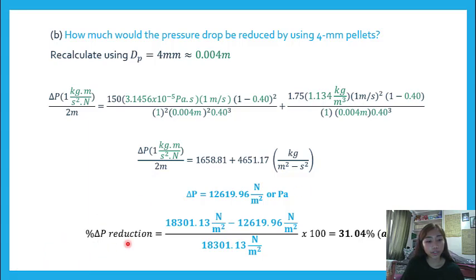So, percent reduction is equal to our value from A. So we have 18,301.13 minus 12,619.96, over 18,301.13, times 100, equals 31.04%. So upon the increase of our particle diameter, our pressure drop has been reduced by 31.04%. Okay, so that is our answer.